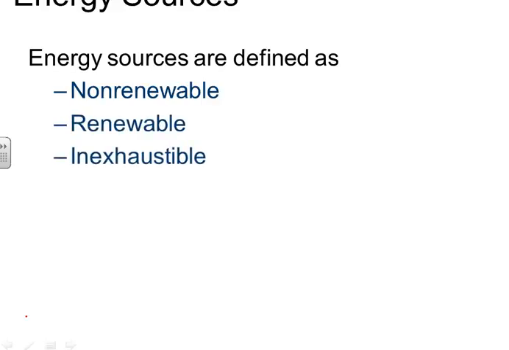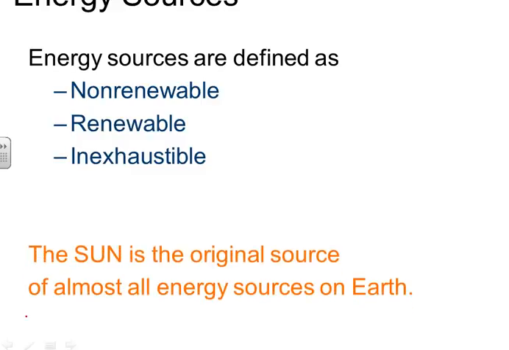We can also define sources of energy, places that we get our energy, into several categories: non-renewable, renewable, and inexhaustible. The sun is the ultimate source of pretty much all the energy on this planet. So when we look at the non-renewable, renewable, and inexhaustible on Earth, they probably, in some form or fashion, originated in the sun.